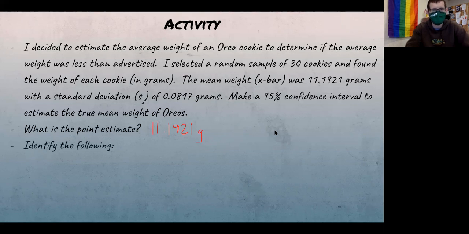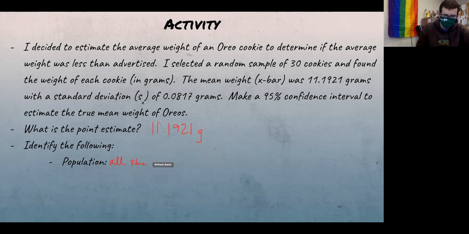And now we want to figure out the following. What's the population for this problem? All the Oreos. I guess we should say all the Oreos of a specific type. Like if these are basic Oreos or are they double stuffed? But I mean, why would you buy regular Oreos when double stuff is available right next to it? I don't get it. What's wrong with people?